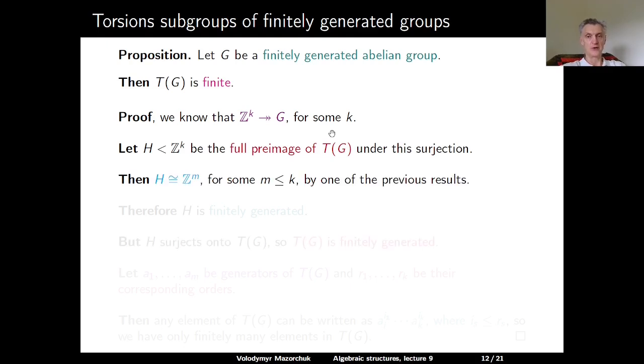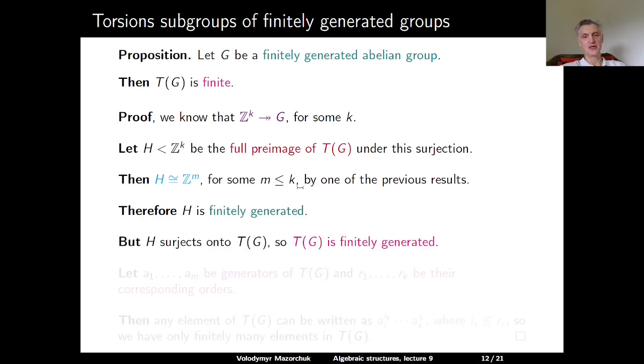Then, by one of our previous results, the subgroup is isomorphic to Z^m for some m which is less than or equal to k. In particular, it is finitely generated. But then it surjects onto T(G), which means that T(G) is finitely generated.